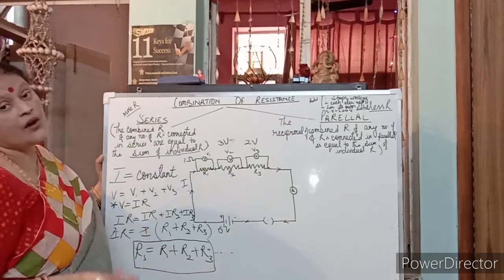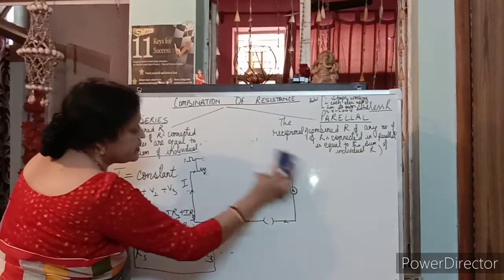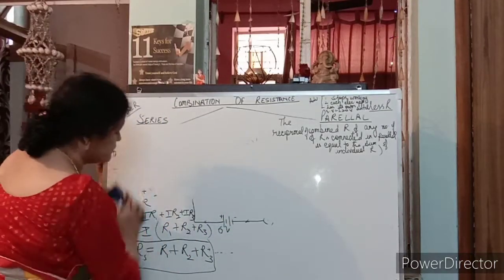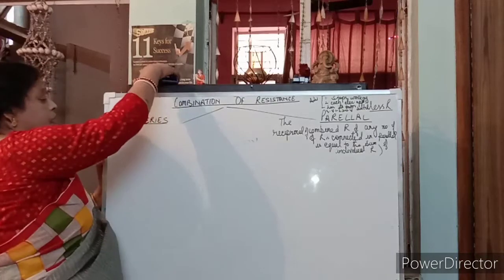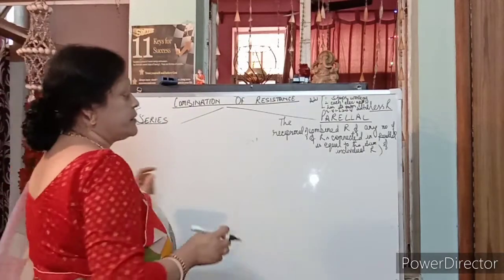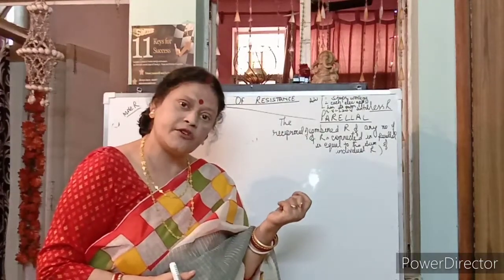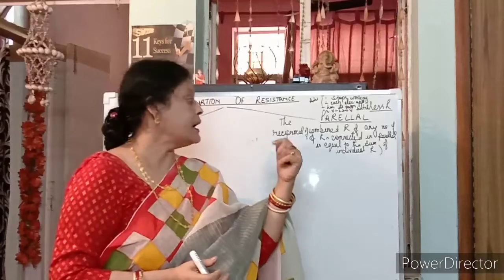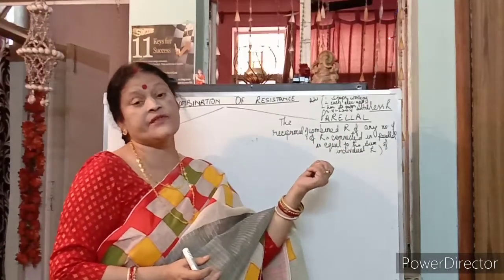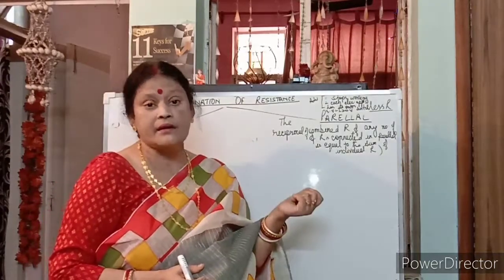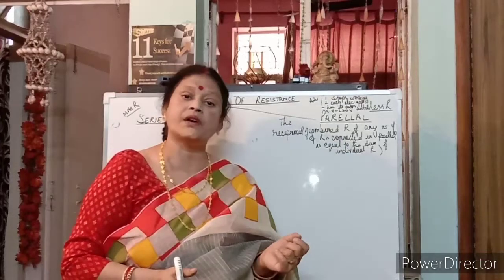Clear? So now I am switching to the parallel combination. Now what is parallel combination? In parallel combination, it is a reciprocal of the combined resistance. What is the meaning of reciprocal? 1 by. Clear? It is a reciprocal of the combined resistance of any number of resistances when they are connected in parallel. This is known as 1 by R parallel, and that is equal to the sum of the individual resistance reciprocals.